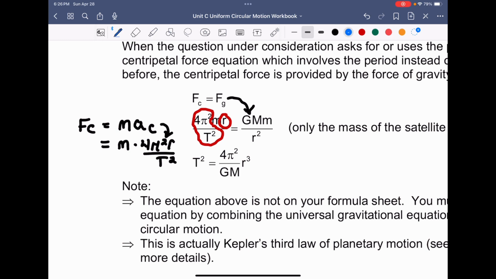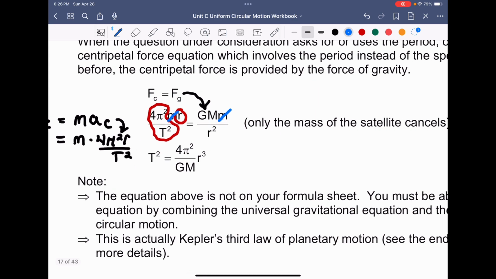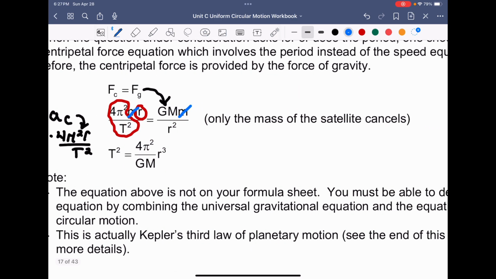Now, what we can do with this is we can cancel the mass here, the mass here. Again, what does this say? That the mass of the satellite cancels, therefore, any object that would be placed in this given radius of the circle would require this amount of time to go. So regardless of which mass I look at, it's going to require that certain amount of time.